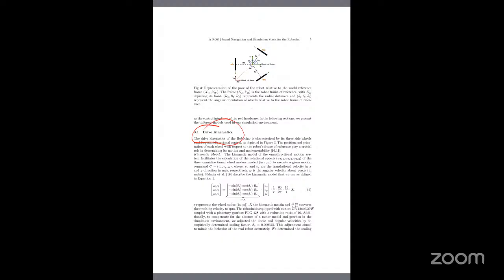So next is drive kinematics. The Robotino has three wheels, three omni wheels, right? Using these three omni wheels, we can move this Robotino in front, back, left, right, etc.